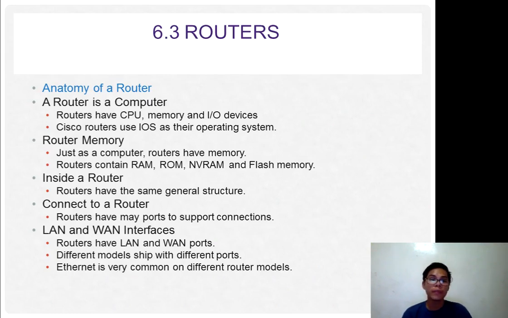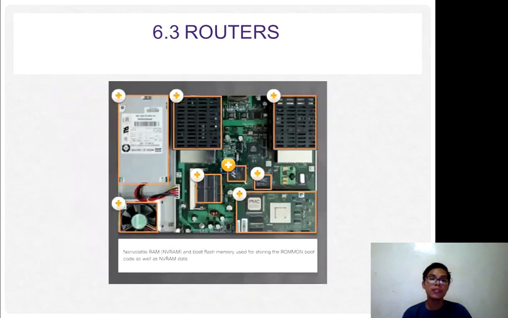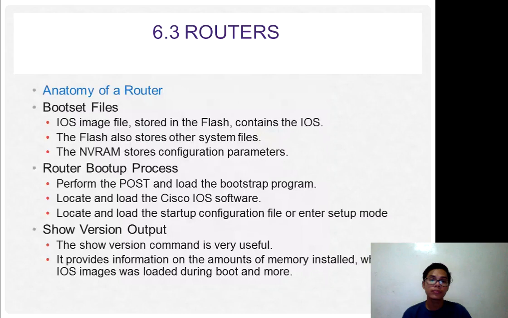Connect to a router: routers have ports and support connections. Routers have LAN and WAN interfaces. Different models ship with different ports, and Ethernet is very common across router models. This is an example of the inside of a Cisco router. Bootset files: the IOS image file stored in flash contains the IOS. Flash also stores the system files, and NVRAM stores configuration parameters.